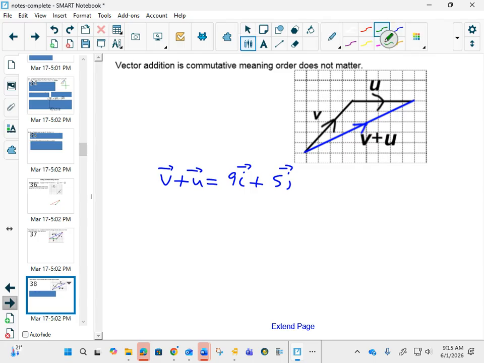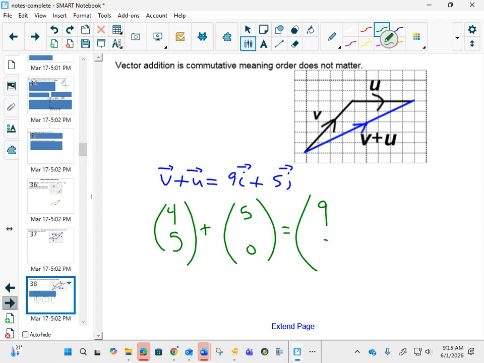Now, if we look back at what v was and what u was, v was 4 comma 5. So I'm going to write this as a column vector, 4 comma 5. And u was 5 comma 0. So I'm going to write that as a column vector, 5 comma 0. And the answer becomes 9 comma 5. We've already seen this a little bit before, but adding vectors is super easy. You're just adding the components. 4 plus 5 is 9. 5 plus 0 is 5. Life is easy and straightforward that one.